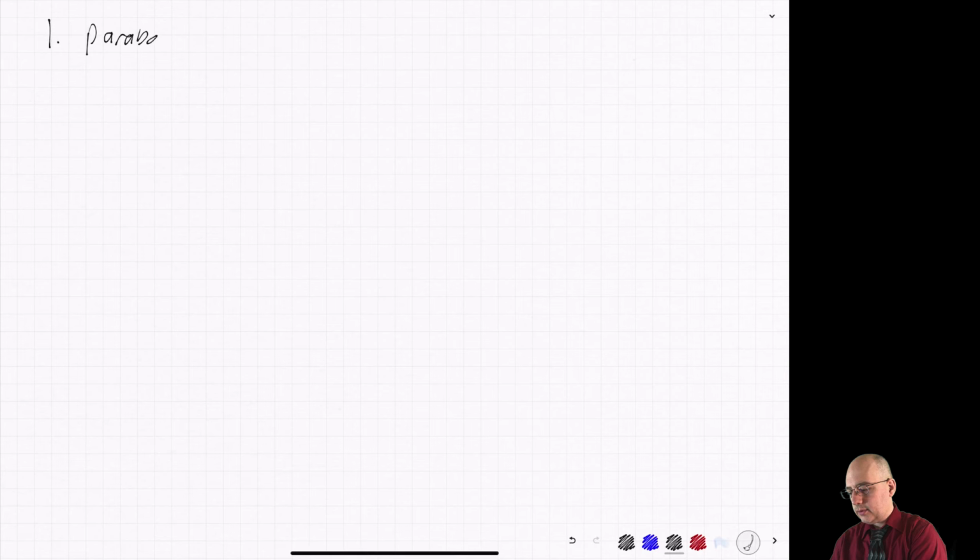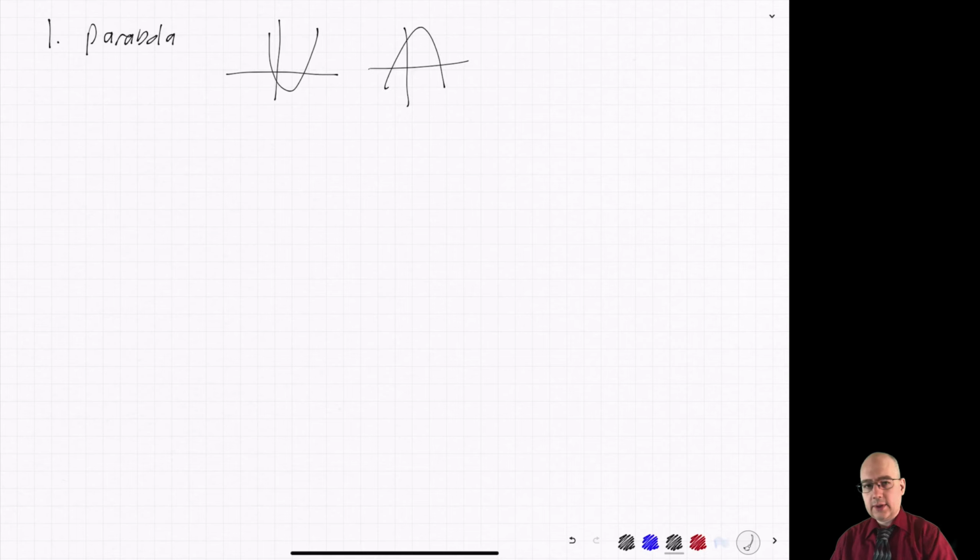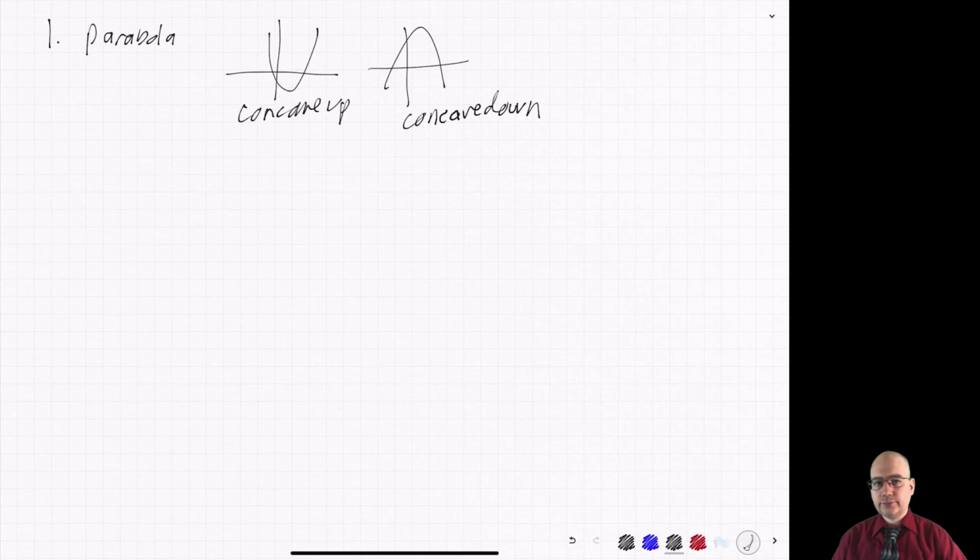So remember that we draw something like this, we have a parabola like that, or a parabola like that. This is concave up and concave down. So it either goes up or goes down. Now, an important part of these parabolas are basically the vertices. If it's concave up, it's got a minimum. If it's concave down, it's got a maximum, right?